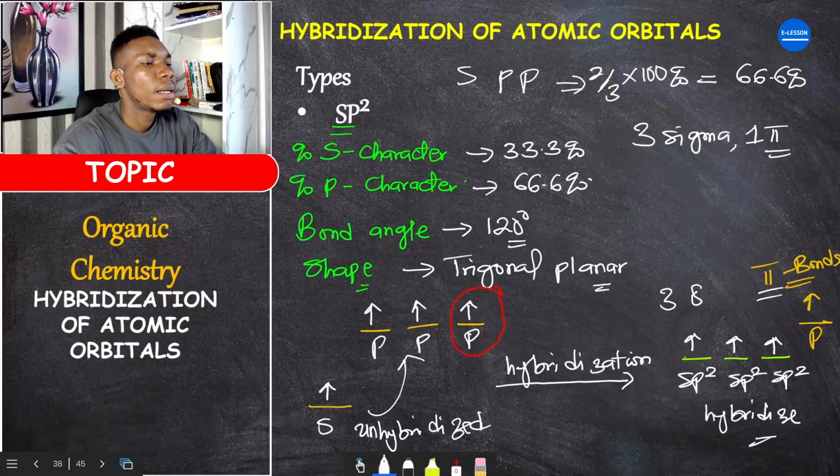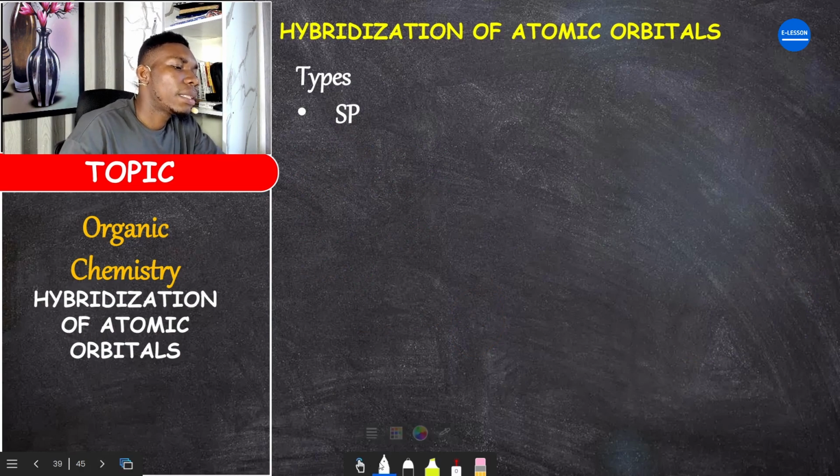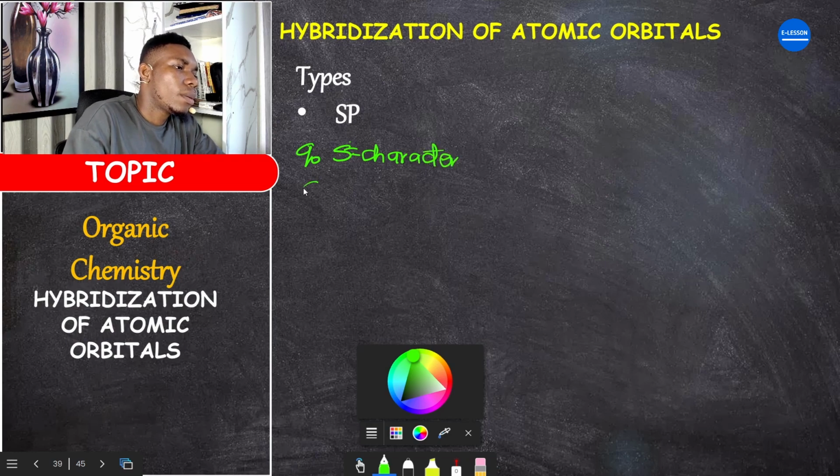Let's see the next one. SP. Now, my dear student, what is SP hybridization? We are going to look at some of those things we've looked at before. 1. Percentage S character. Percentage P character. The shape, bond angle.